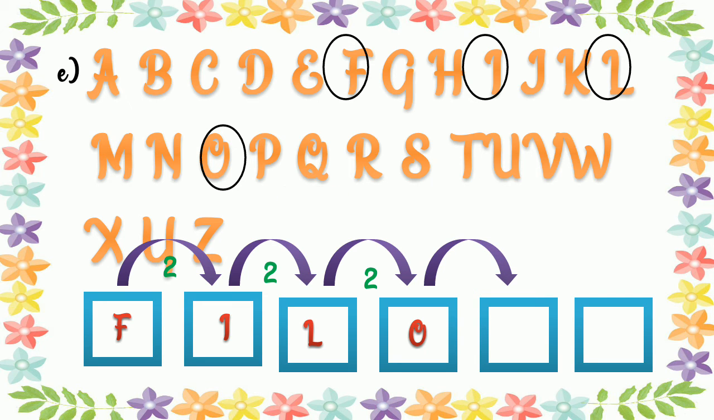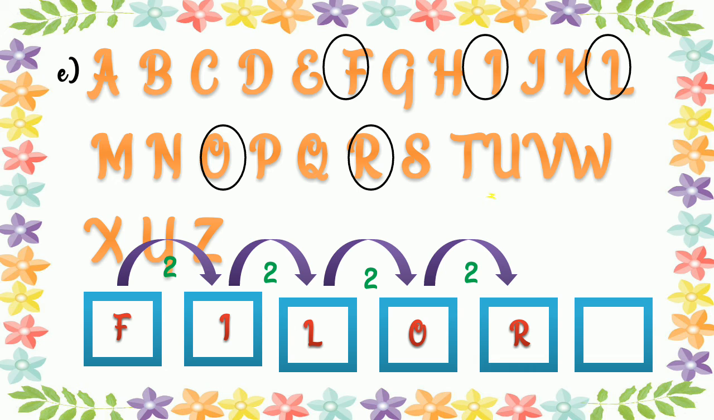So our answer is R, and we write here R. So children, you all understand that here we left two letters to get the answer. So F, I, L, Q, R. Then which is the next answer?